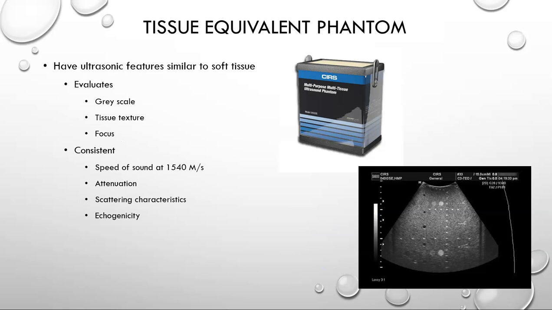The tissue equivalent phantom all have ultrasonic features similar to soft tissue. This is utilized to evaluate grayscale, tissue texture. You can utilize it to identify where the focus is at and to be consistent. Tissue equivalent phantoms have a speed of sound at 1540 meters per second. They attenuate consistently. They have similar scattering characteristics and similar echogenicity.